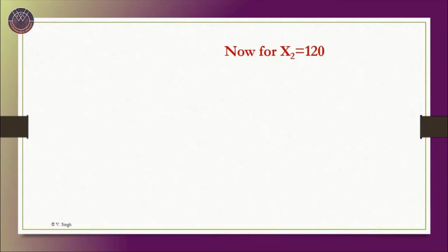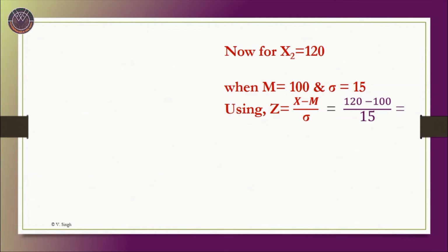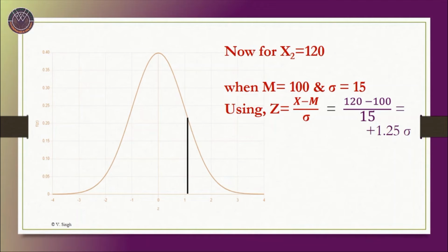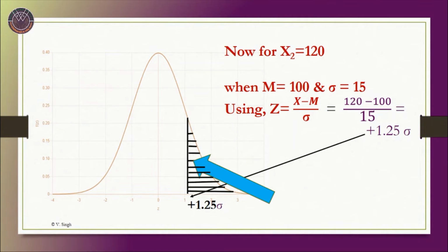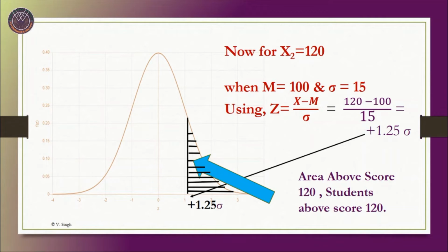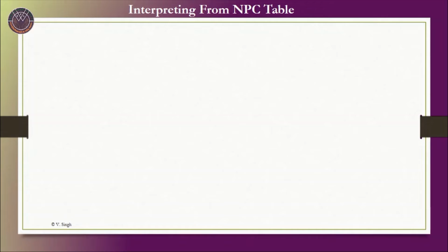Now let us solve the second part of the problem. So here x2 equal to 120. We will use the z-score formula for mean equal to 100 and sigma equal to 50. So from z-score formula x minus m by sigma, we get z equal to plus 1.25 sigma. If we want to see this particular point in the normal probability curve, we can see that this point lie here. So we need to get the number of students lying in this particular shaded portion. So this particular section represent area above score 120, or number of students lying above score 120 or above IQ score 120. So let us interpret it from the NPC table.